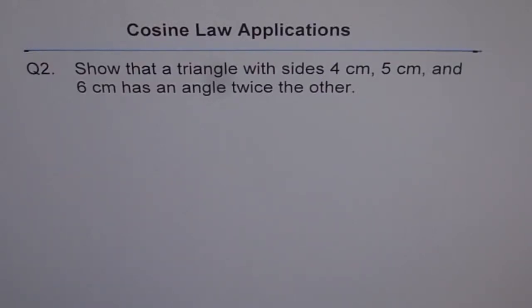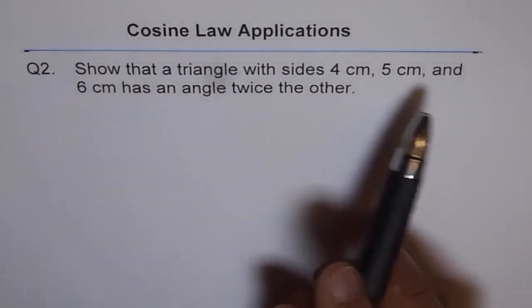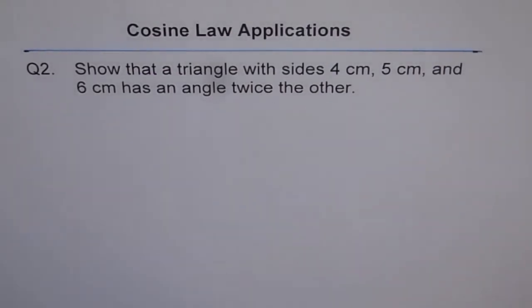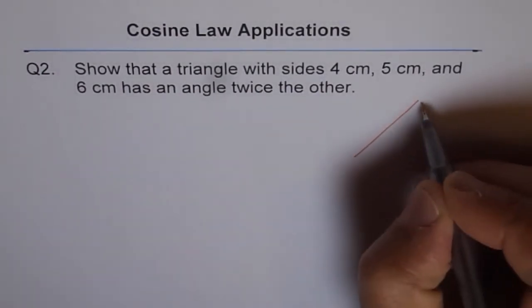Cosine law applications. Question 2. Show that a triangle with sides 4 cm, 5 cm and 6 cm has an angle twice the other. Okay, so let's make a triangle and then figure out the answer.